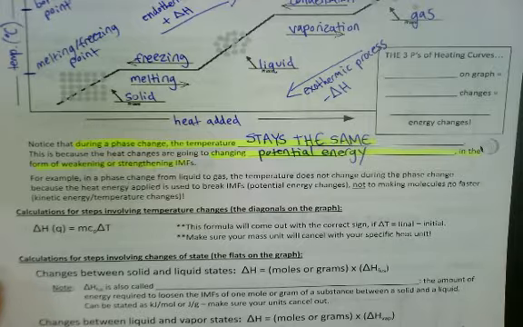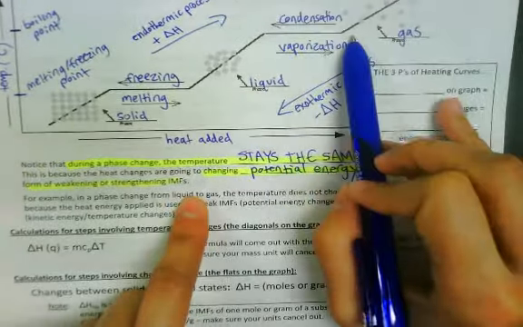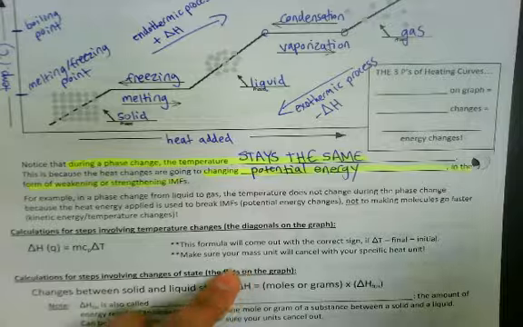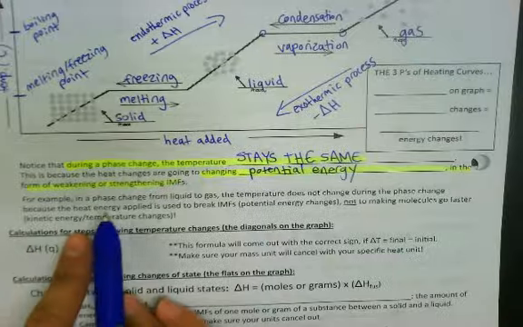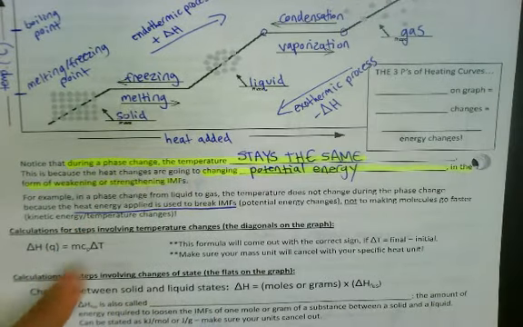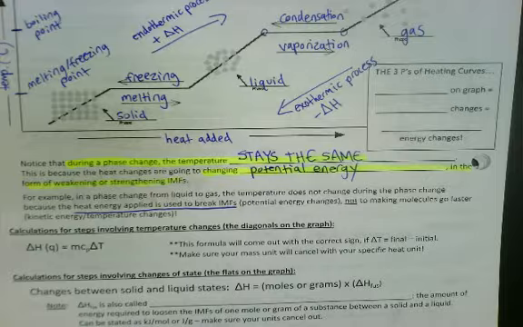For example, if you are looking at a phase change from liquid to gas, you're going from this point right here to right here, liquid to gas, the temperature does not change during this phase change because the heat energy applied is being used to break IMFs, intermolecular forces. That is a potential energy change. So I want to show you what I mean by that. We're not making the molecules go any faster. We're not increasing the kinetic energy. We are just using that energy to break intermolecular forces.